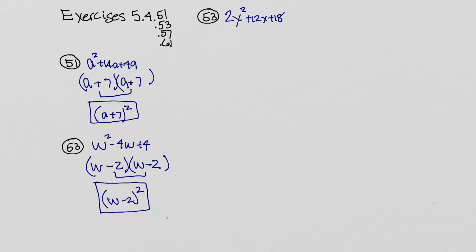In this problem 53, notice we've got 3 terms, a trinomial, 2, 12, and 18. There's a 2 common to each one of these 3 terms. So let's start here by taking that 2 out. We'll have 2 times. Now if we remove a 2, what's left is x squared plus 6x plus 9.